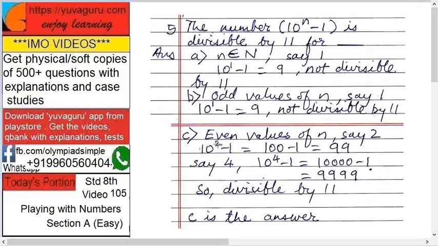Now once it is done, let's try with other number. 10 raised to, we want even only. 10 raised to 4. So 10 raised to 4 is what? 10,000. Minus 1, 9999. Is it divisible by 11? Yes. So the answer is C. Means the number should be even values of n. These options are given to you in exam.